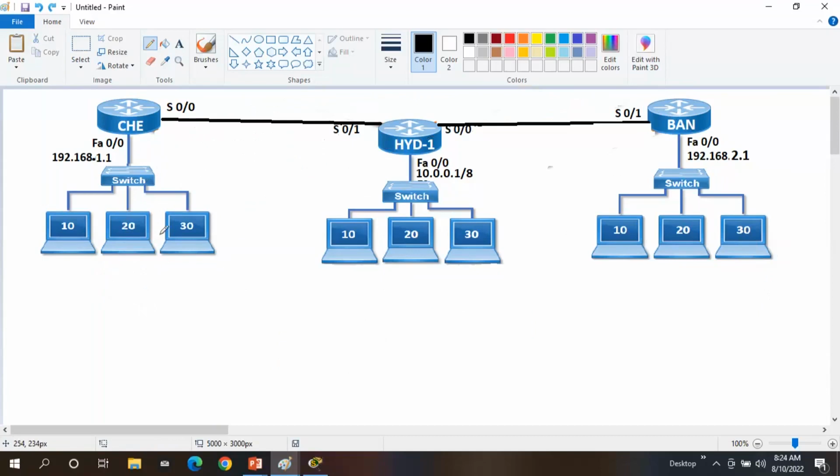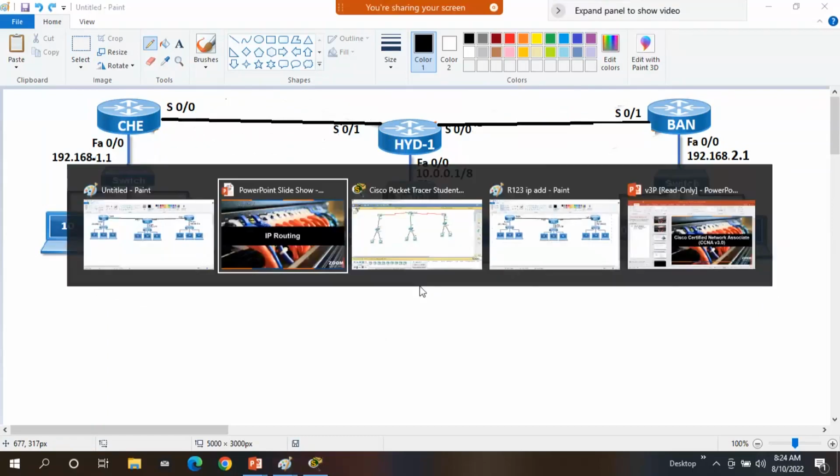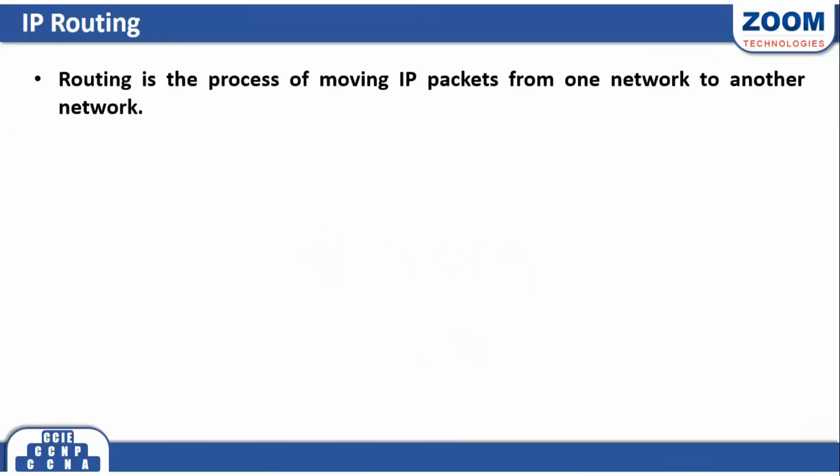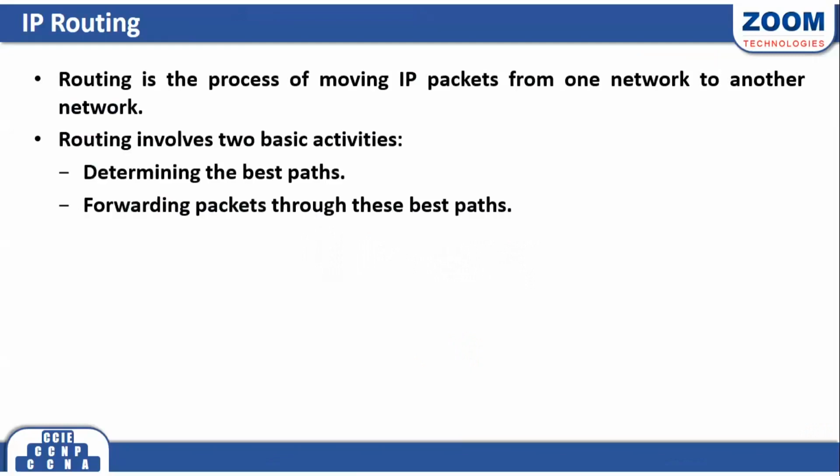It involves two basic activities. When a packet is moving from one network to another network, if we have multiple paths, it finds the shortest path. This is best path selection. And forwarding packets to the best path. These two basic activities IP routing involves. Routing is a process of moving IP packets from one network to another network. Routing involves two basic activities: determining best paths, and forwarding packets through these best paths.